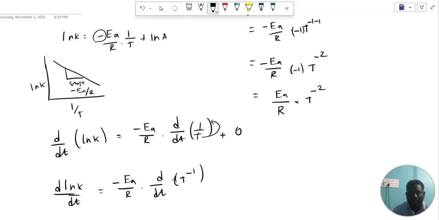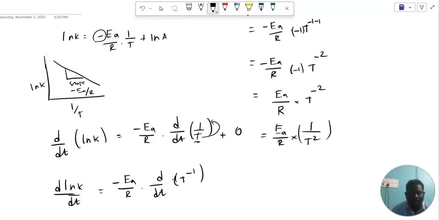Now you bring this again in this form, 1 by t. Now you have a minus 2. So it is EA by R into 1 by t square. Okay, right?